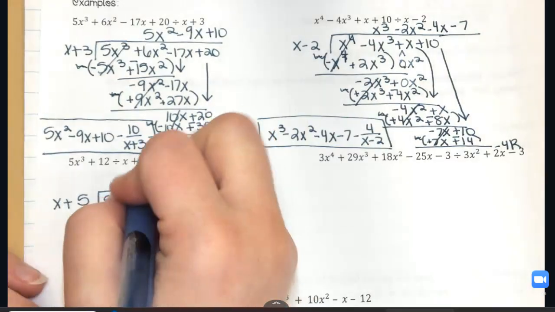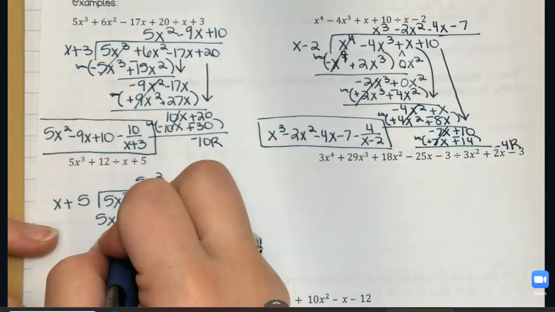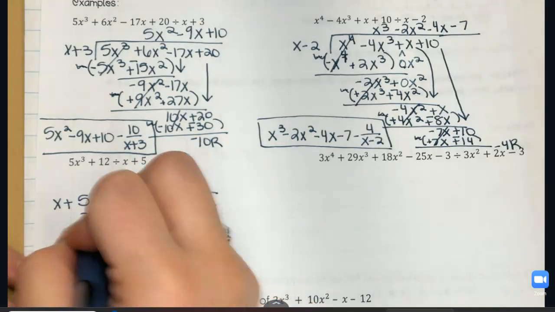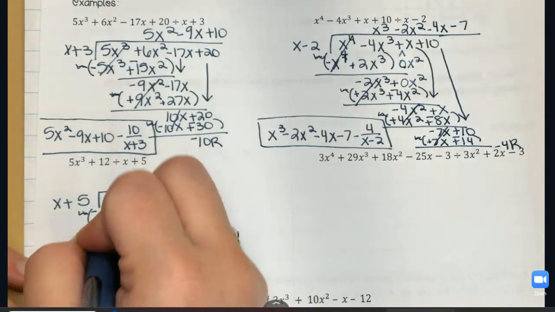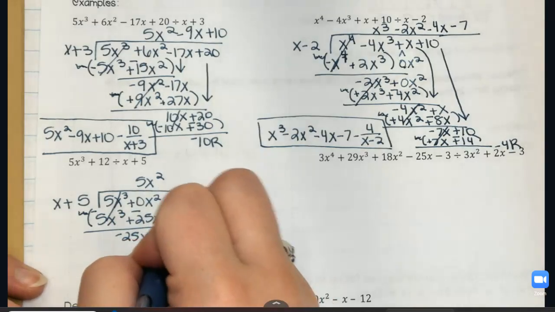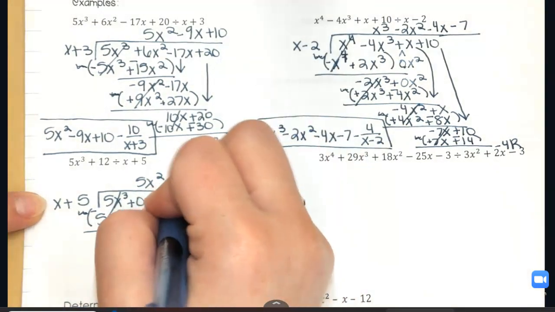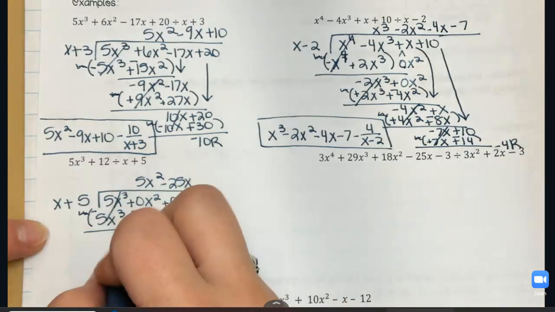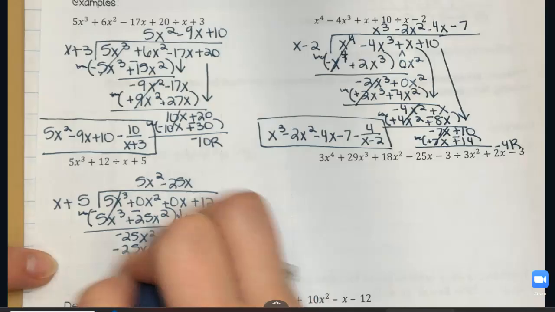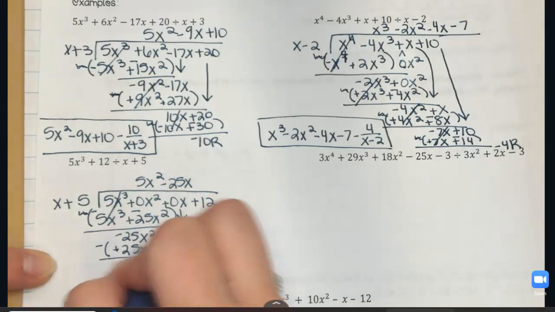5x cubed divided by x is 5x squared. I'm going to multiply that out and get 5x cubed plus 25x squared. Then I'm going to subtract, distribute my negative, and now I've got negative 25x squared plus 0x. Negative 25x squared divided by x is negative 25x. When I multiply, I get negative 25x squared minus 125x. Subtracting and distributing that negative makes these both positive.